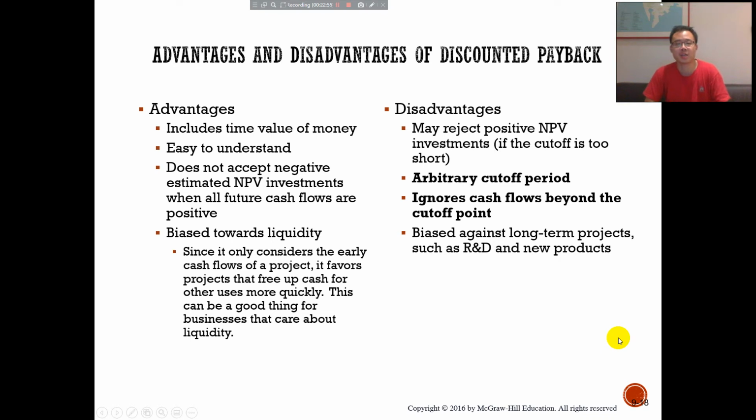Advantages will be almost similar to the simple payback period criteria, except that the one advantage of discounted payback period is that it includes time value of money. Other disadvantages, for example, the arbitrary cutoff period, ignoring cash flows beyond the cutoff point, these disadvantages are exactly the same as those of the simple payback period.